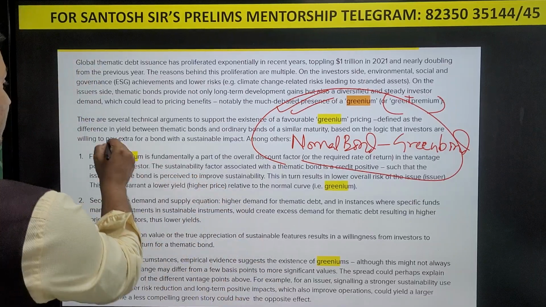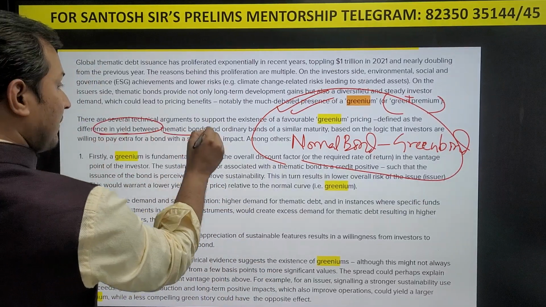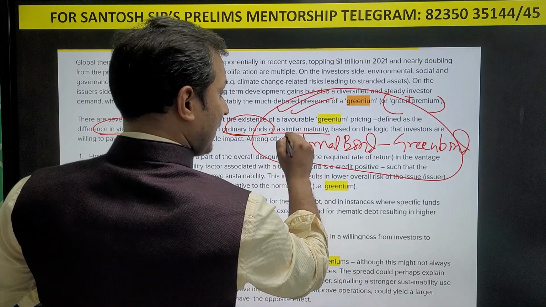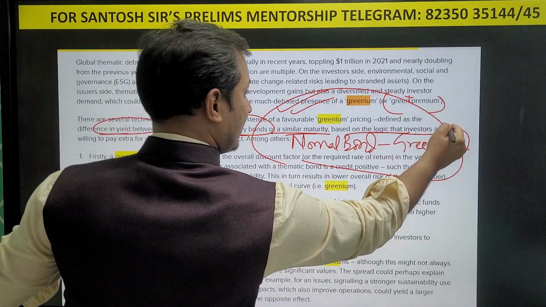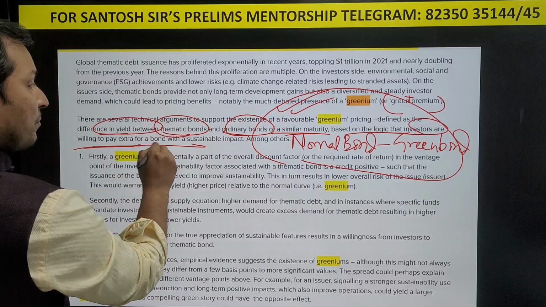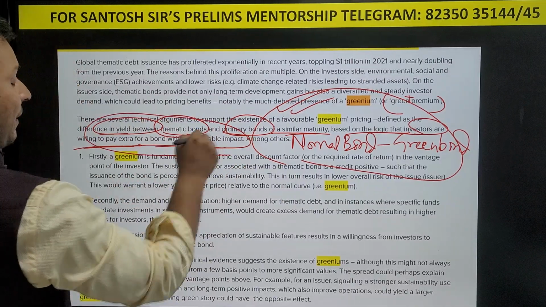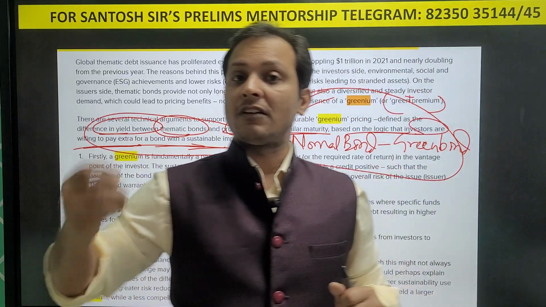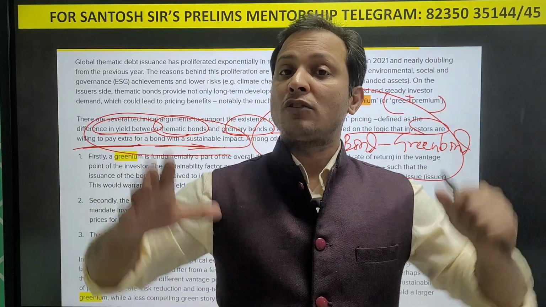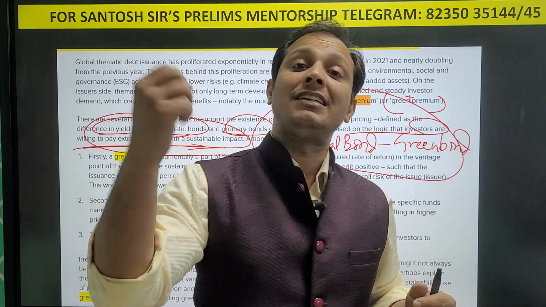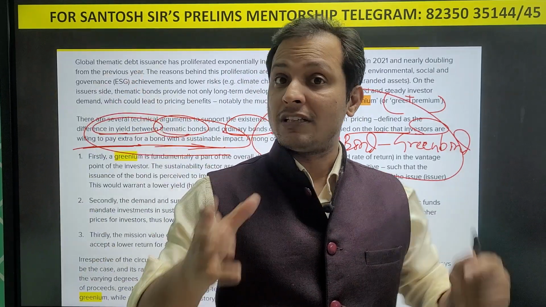You can see here the difference in yield between thematic bonds and ordinary bonds of a similar maturity is based on the logic that investors are willing to pay extra for a bond which has a sustainable impact. Investors are willing to pay something more for those projects where the money will be used for sustainable development. That is what is called greenium.